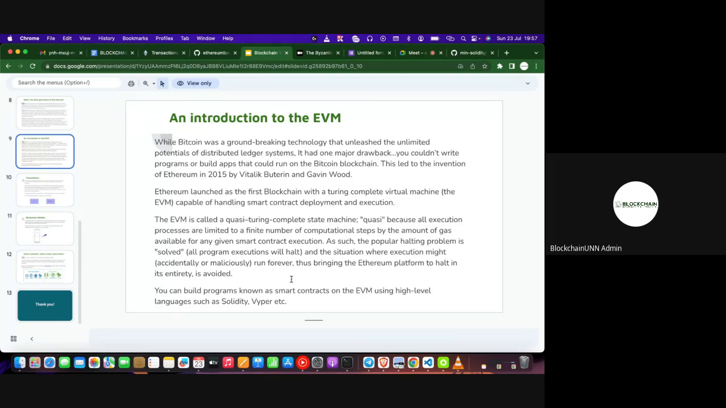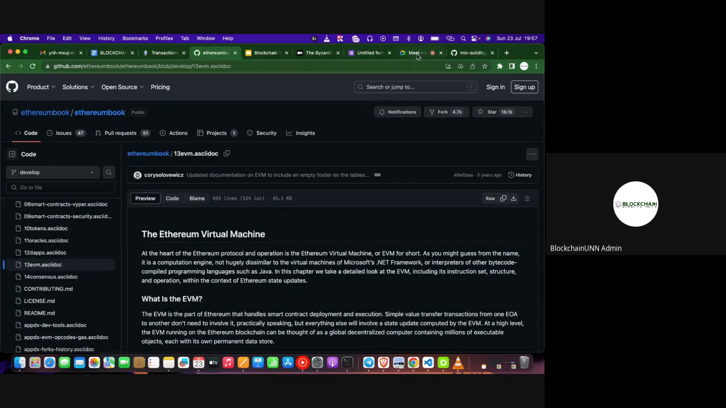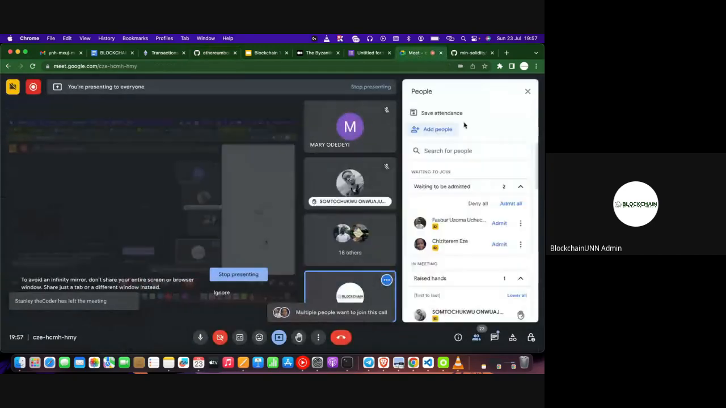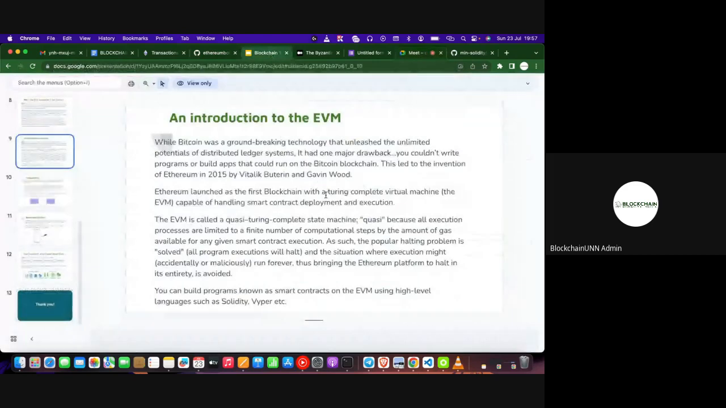So in this section, we're going to be looking at the Ethereum virtual machine in detail, and we're going to be trying to explain it in very simple language we can understand. I'm going to be using the Ethereum book to help us with that, and I'm going to be referencing it.